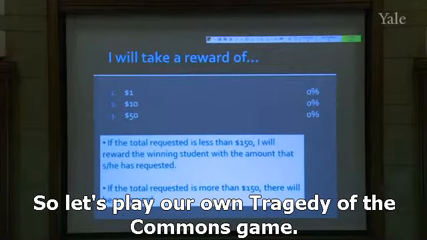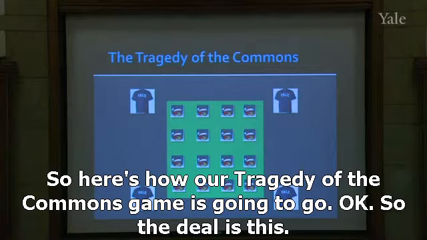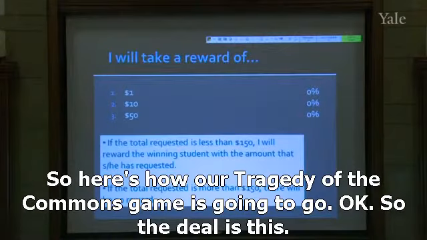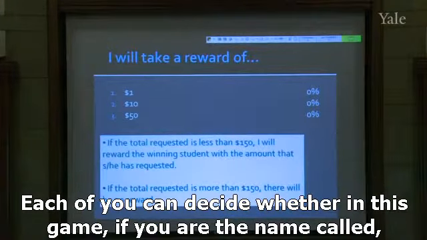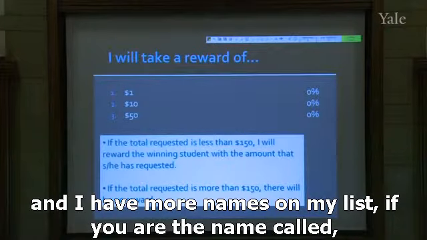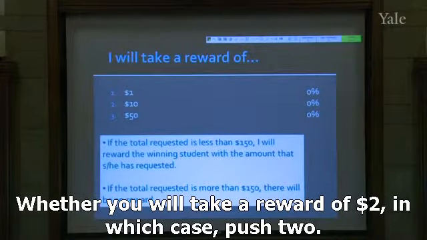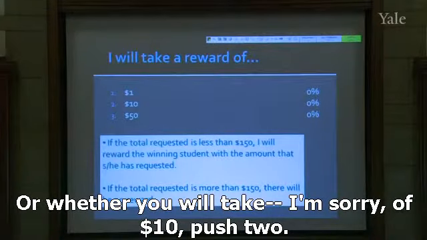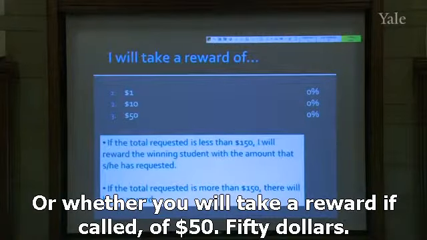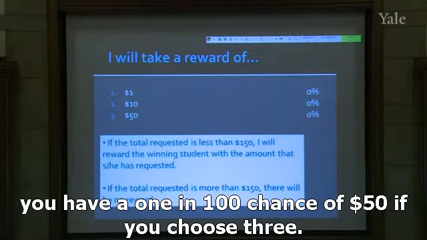So let's play our own Tragedy of the Commons game. So here's how our Tragedy of the Commons game is going to go. Okay, so the deal is this. Each of you can decide whether in this game, if you are the name called, and I have more names on my list, whether you will take a reward of $1, if so, push 1, whether you will take a reward of $2, in which case push 2, or whether you will take $10, push 3, or whether you will take a reward, if called, of $50. There's a name on this list. There's roughly 100 clickers. You have a 1 in 100 chance of $50 if you choose 4.